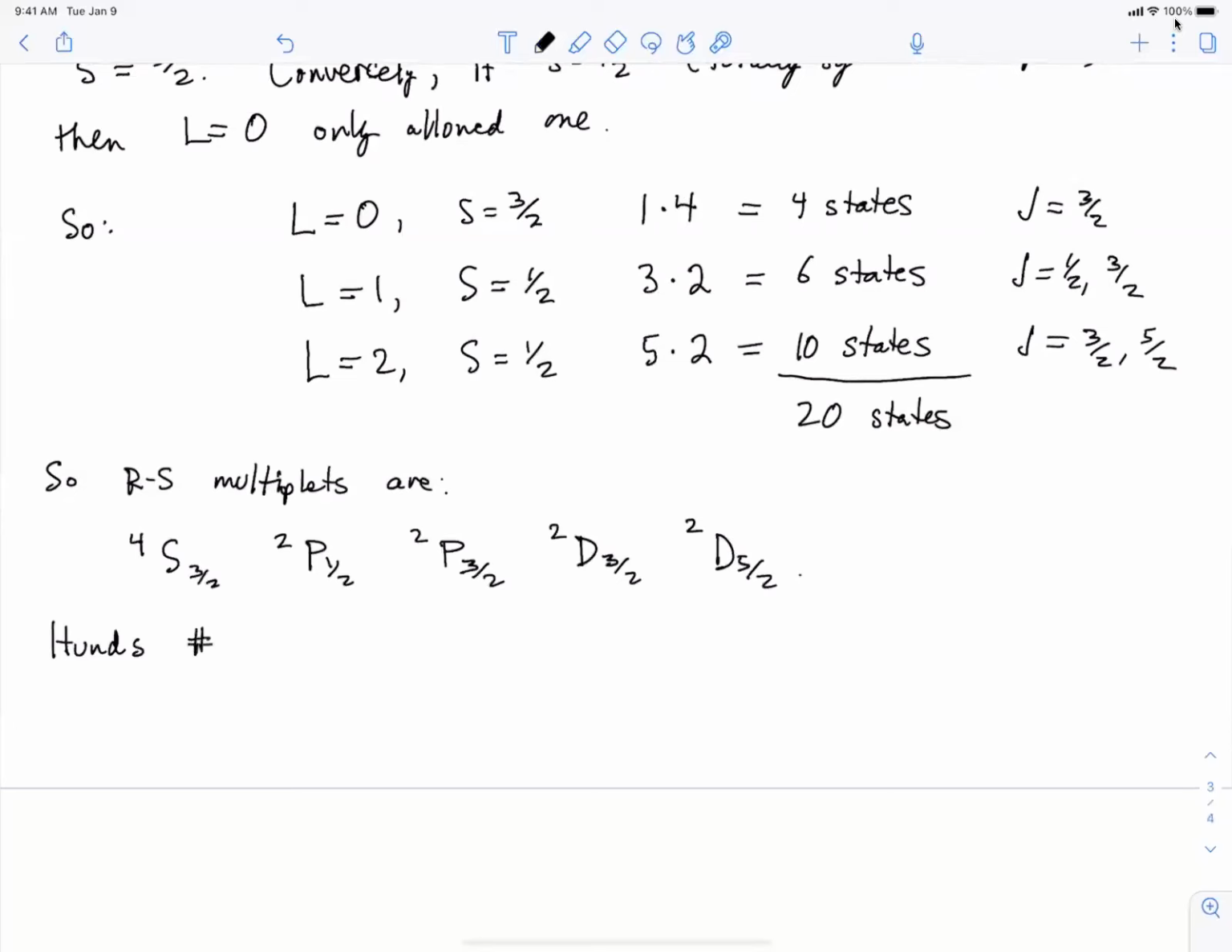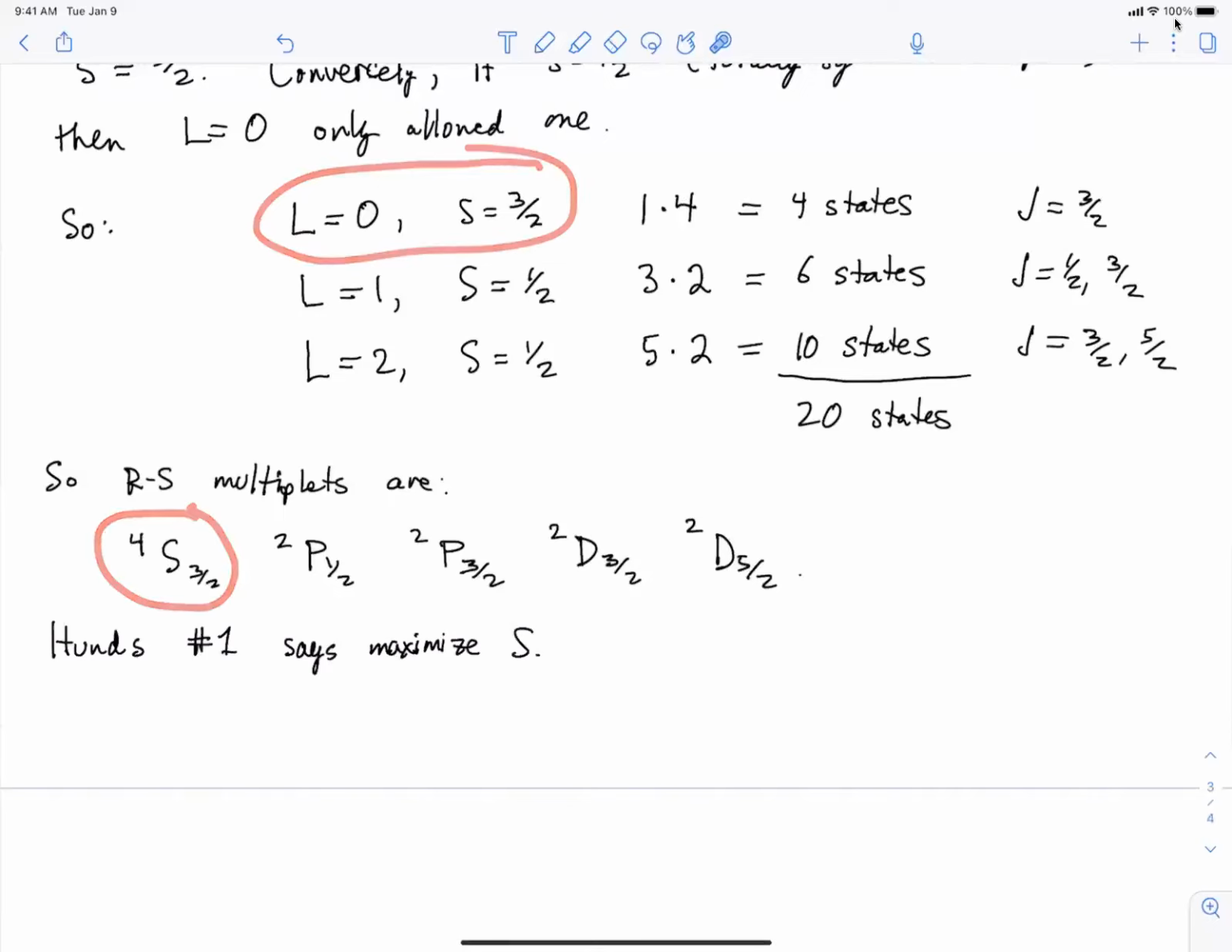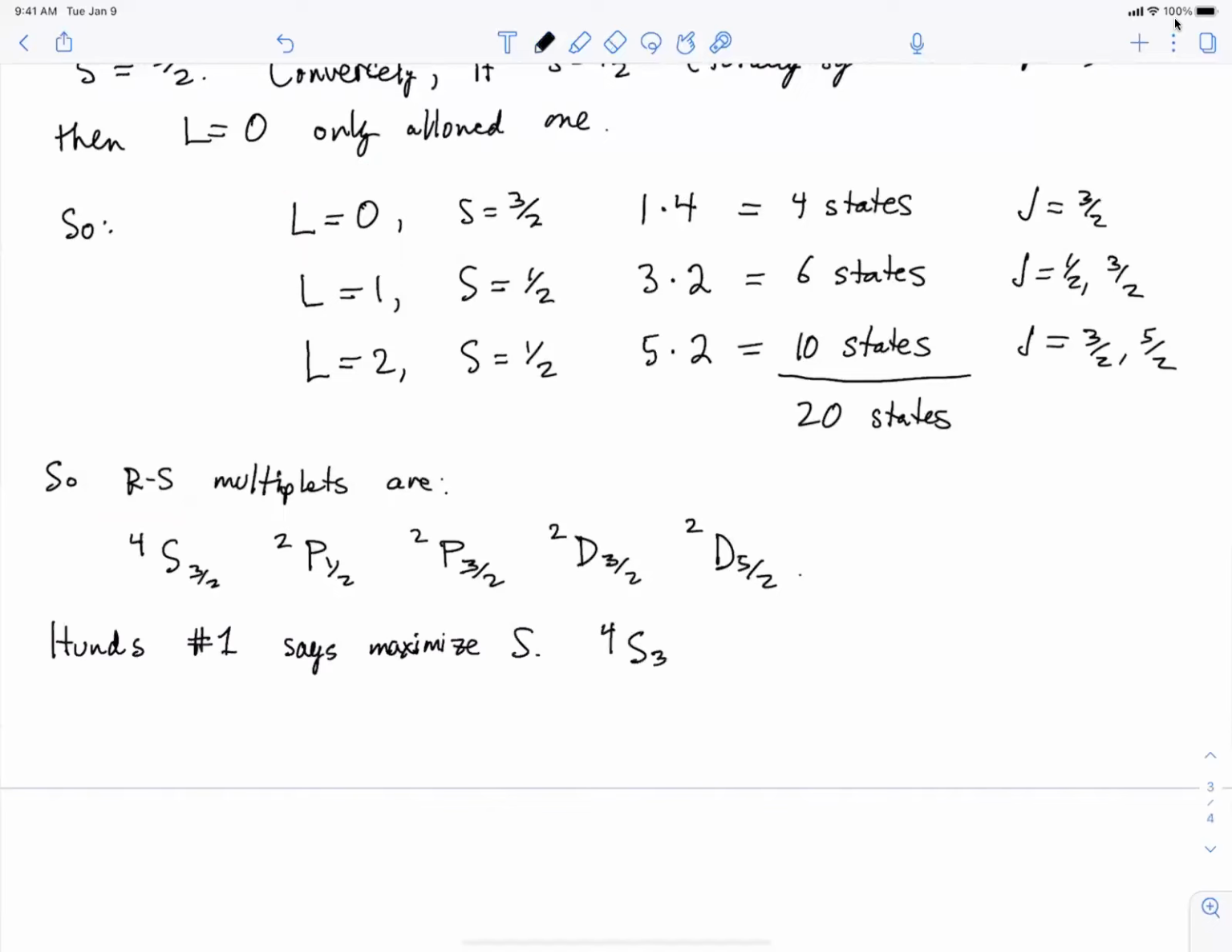Hund's rule number 1 says the first thing we should do is maximize S to find the ground state. The biggest S is 3/2. That's this one, otherwise known as the 4s 3/2. And once we do that, there's only one multiplet there. So we're done. So 4s 3/2 is the ground state.